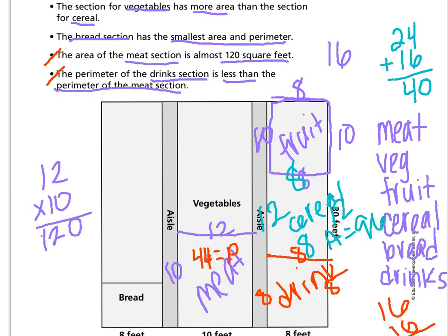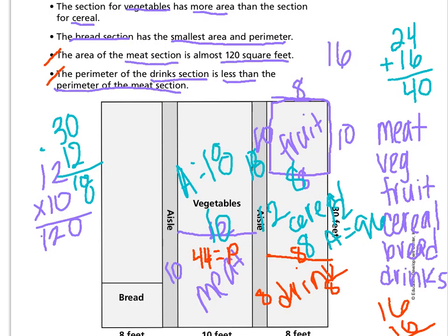Now I have to make sure that the veggie has a bigger area than the cereal. And I know that it would be 10, and then it's going to be 30 minus 12 in order to get the rest of that, which equals 18 on the side. I know that 10 times 18 would give an area of 180 for the veggies, which is clearly bigger than 96 of the cereal.